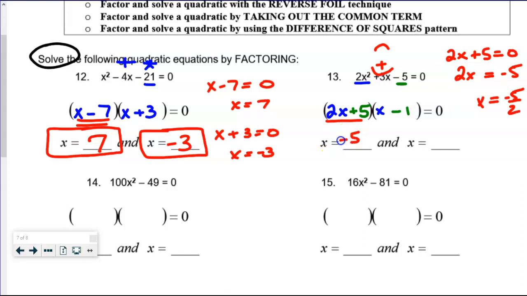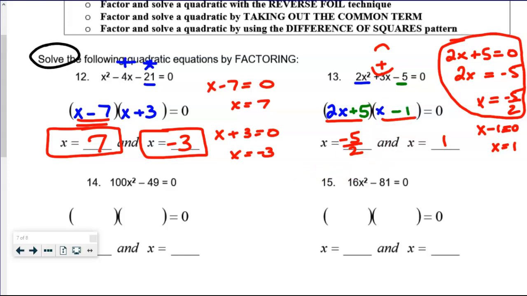So there's one answer, -5/2. And then your other answer is really quite easy to solve. Just going to add the 1 over. So this is what I mean by really think about how you're getting the solutions and not just taking the opposites.